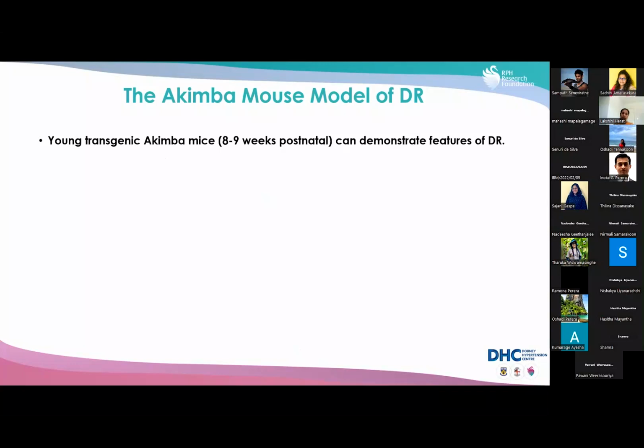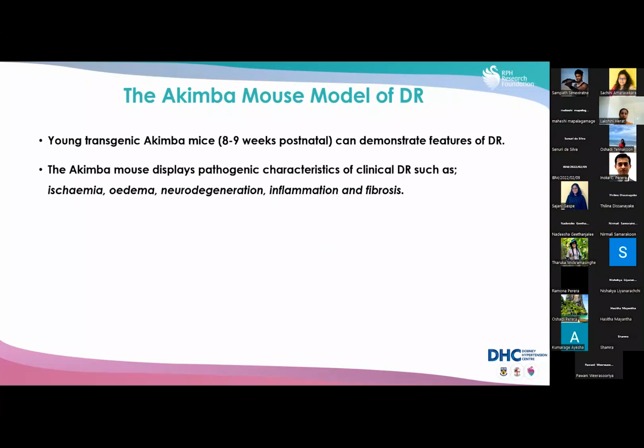In terms of this particular transgenic mouse model, the young Akimba mice, starting from an age of 8 to 9 weeks postnatal, can demonstrate features of diabetic retinopathy. Some of the key features that this mouse model develops are ischemia, edema, neurodegeneration, inflammation, and fibrosis of the retina.